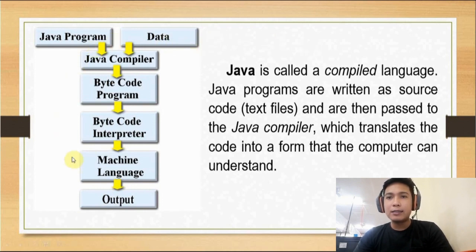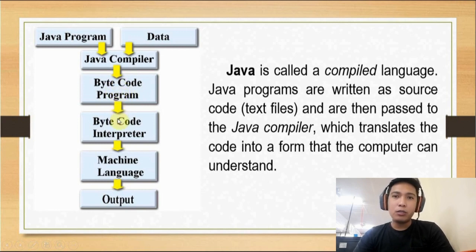Okay guys, as you can see in the left corner of our screen, here is the flow of a program. First, we have a Java program as well as our data, or this one is our source code. From the source code, it goes into a Java compiler which translates the source code into a bytecode. By the way, a bytecode is composed of binary numbers, or 0 and 1.